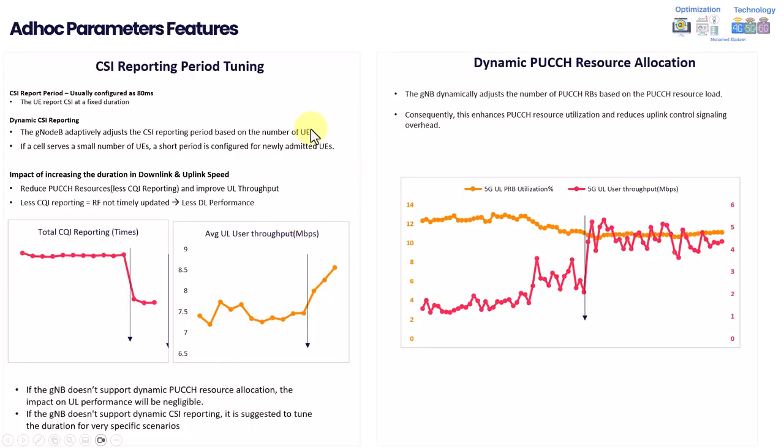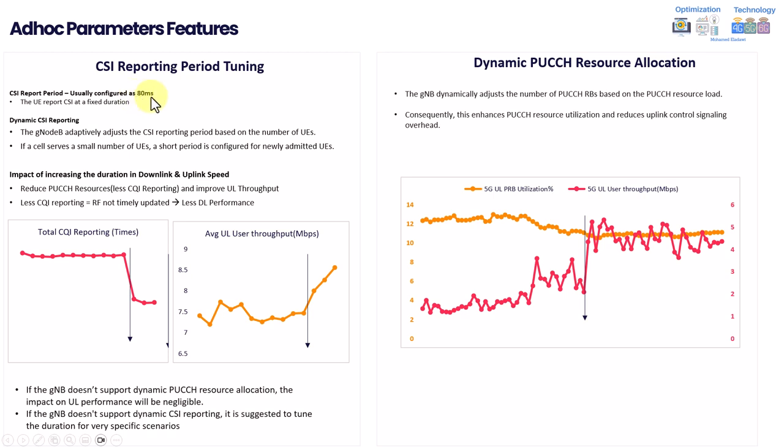Now moving to the ad hoc parameters or features. This is something that can be done in very specific scenarios, and it might not be applicable all the time. For example, there is something called CSI reporting period tuning, the channel state information. Whenever the user is going to report the channel state information, there is a duration for that. Usually it's configured as 80 milliseconds. This means whenever the user reads the CSI transmitted from the BTS and starts to report, for example, the CQI through the BCH, it will be transmitting every 80 milliseconds.